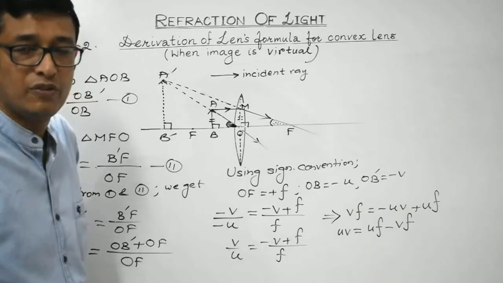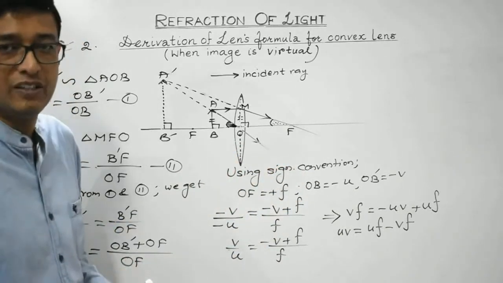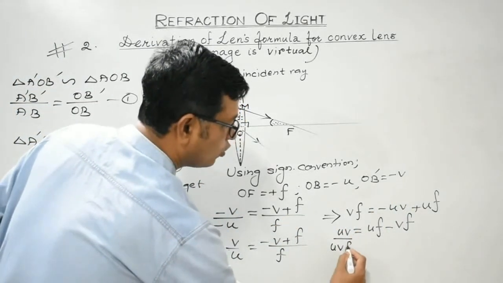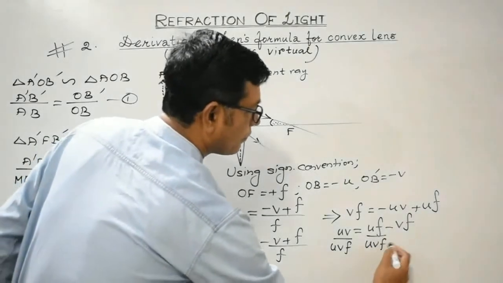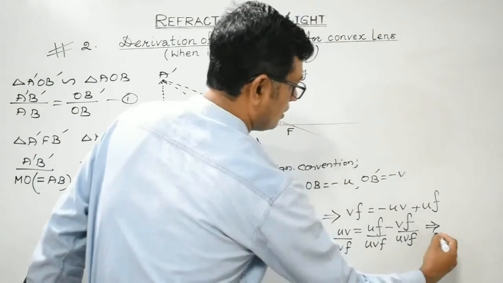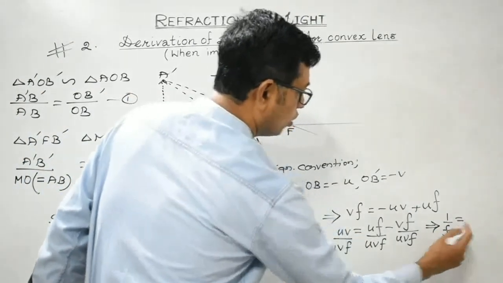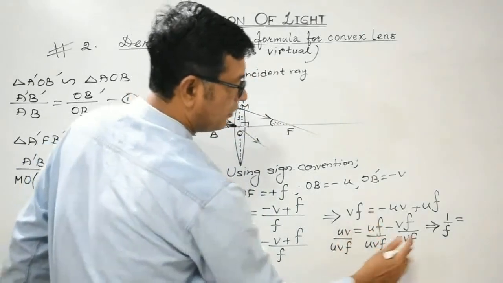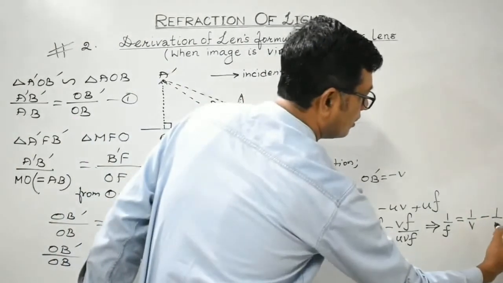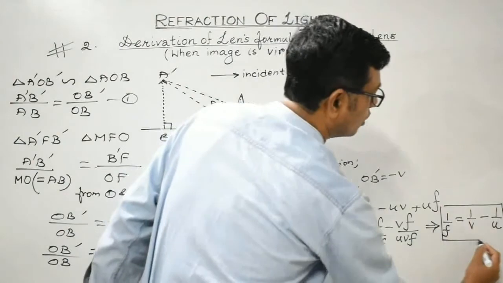So in the last step, you are aware, we need to divide throughout by UVF. So dividing throughout by UVF, we will get the desired result. So what we get is UV divided by UVF, so 1 by F would be left. Over here, UF divided by UVF, so 1 by V would be left. And here, 1 by U is left. So this is, students, the lens formula.